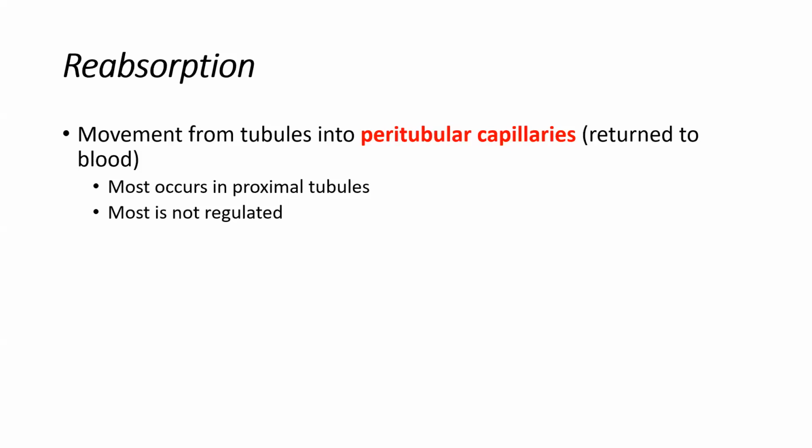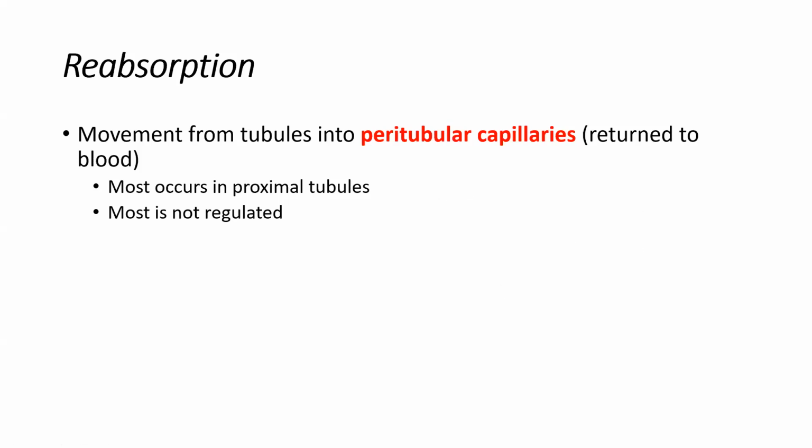The process that is involved in renal exchange is reabsorption. And reabsorption, I kind of began describing this earlier, is where the kidneys begin to remove things that the body wants from the tubules and send them back into the blood via the peritubular capillaries. The peritubular capillaries are the capillaries that are wrapped around the proximal and distal convoluted tubule.